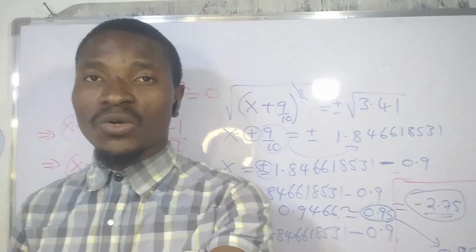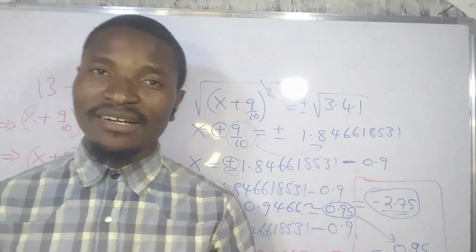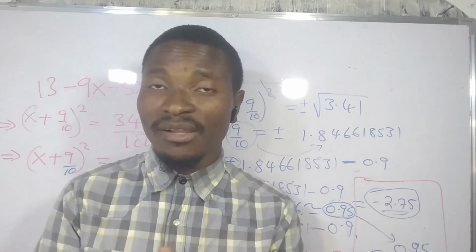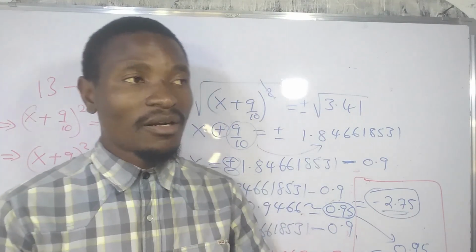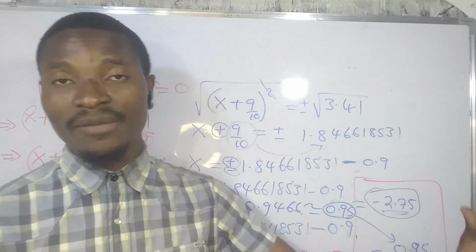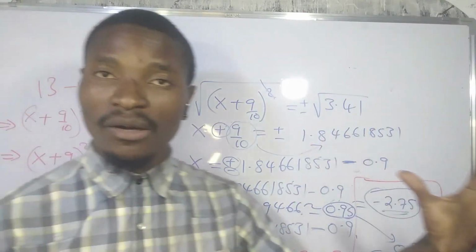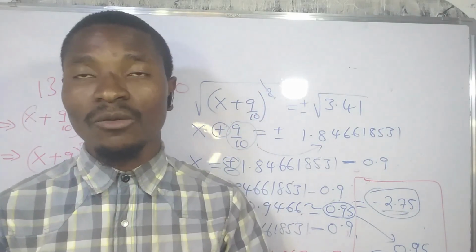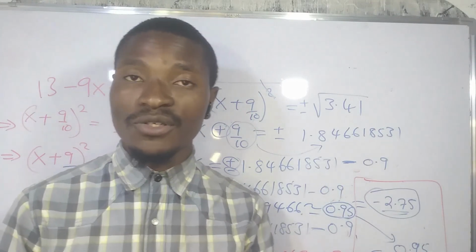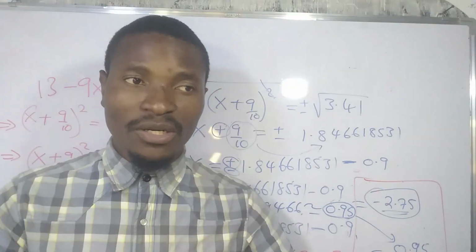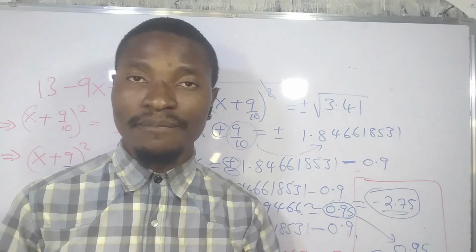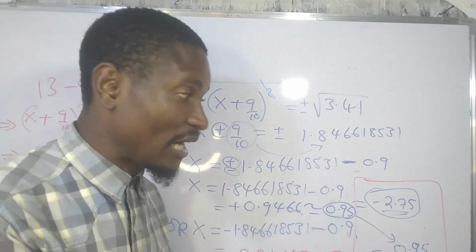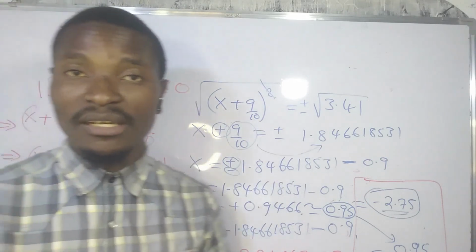So I believe and hope that you have gotten one, two, three things about solving this question that came in 2019, question 5A. We have solved it using both the formula method and the completing the square method, which is the second method that we have just done right now.